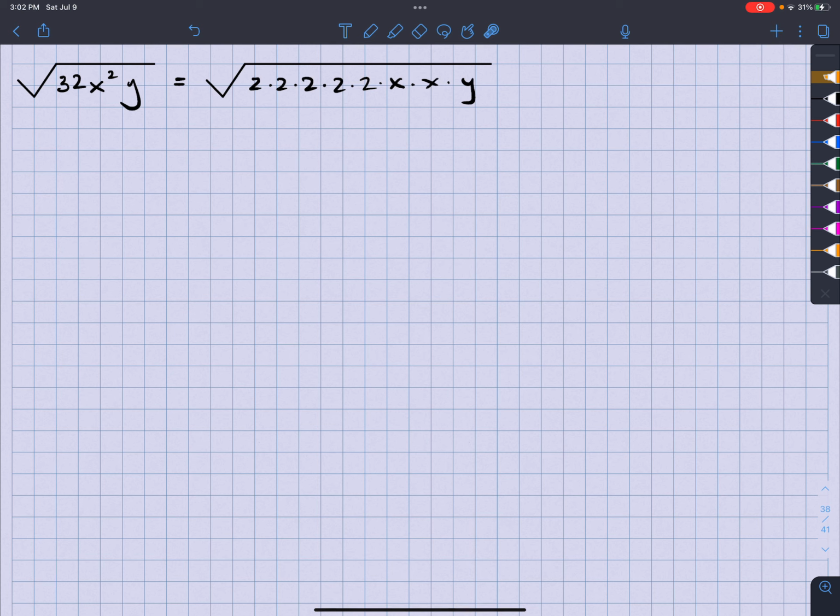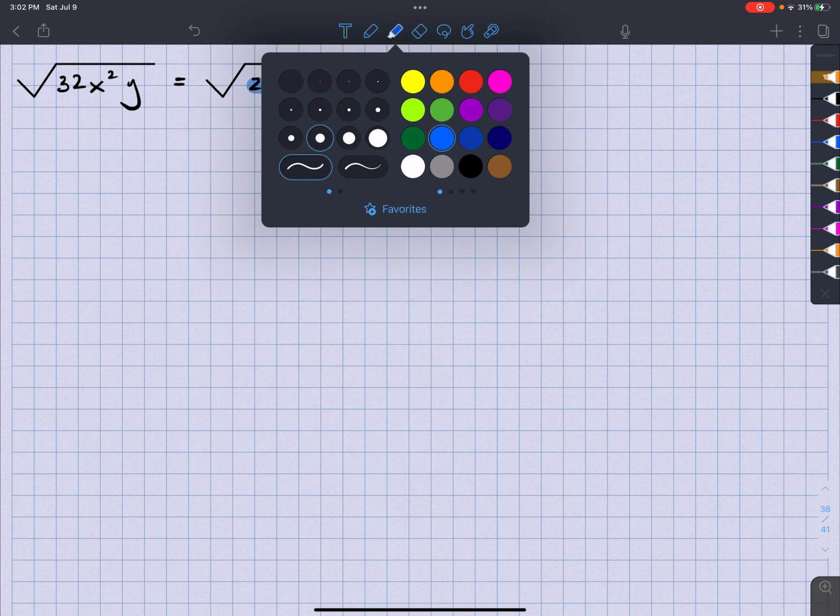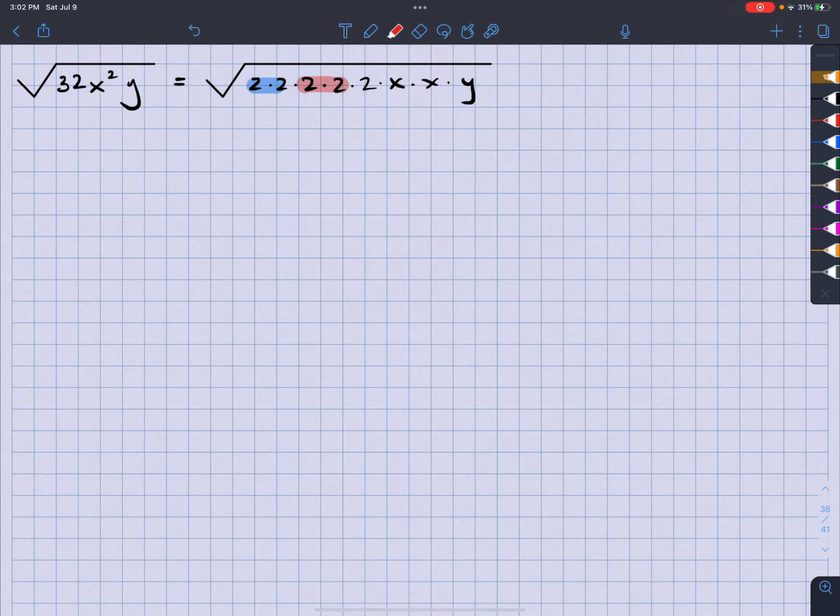So what's my index? My index is a 2, so I'm looking for pairs. There's a pair. There's a pair. And there's a pair. Now, do I have any more pairs? And the answer is nada.